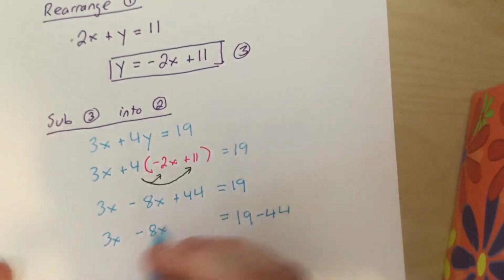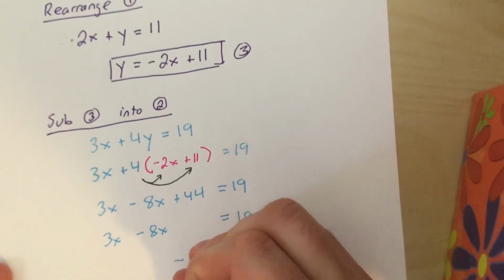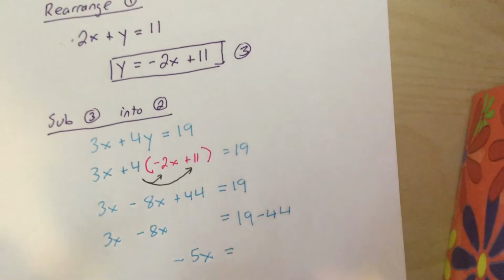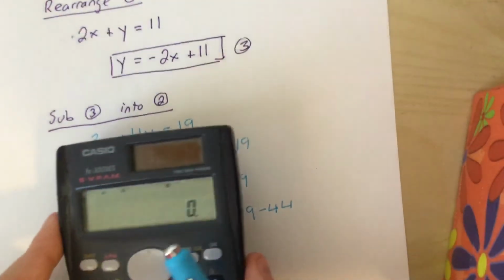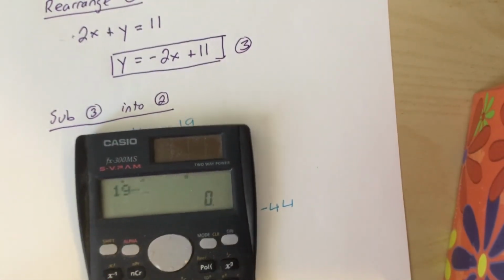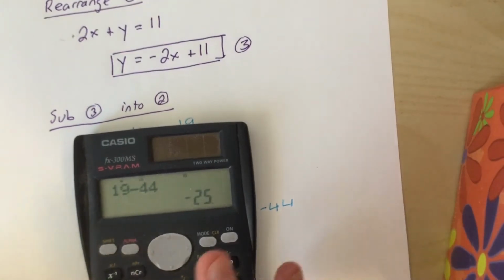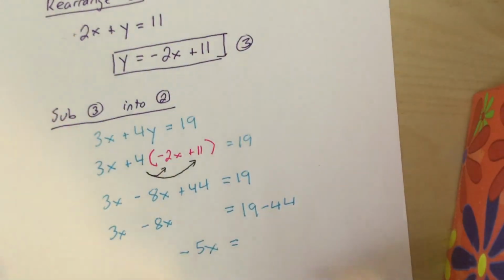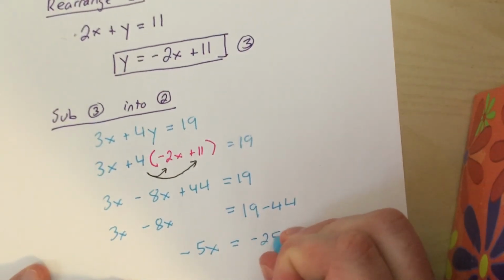So 3 minus 8, grab the calculator. It turns out to be minus 5x. 19 minus 44, definitely going to calculator that one. So it's minus 25. That's good. It's negative 25.